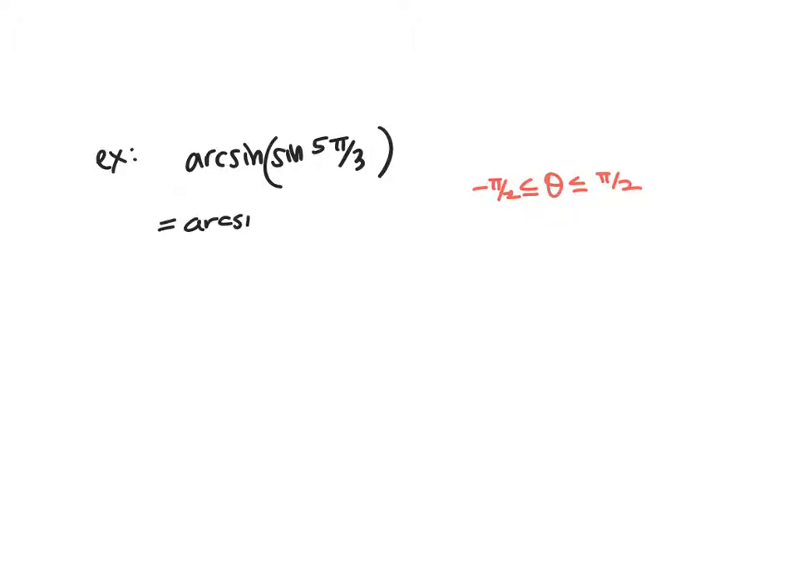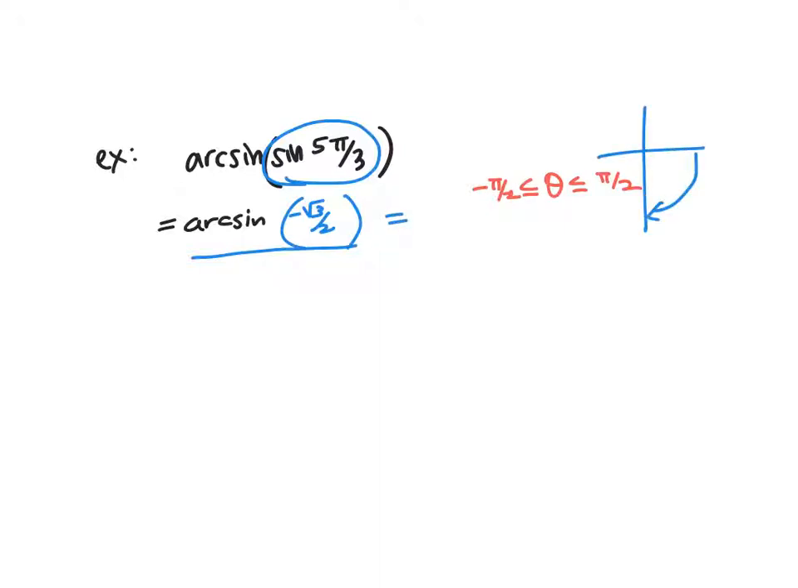Let's do the inside first. So we are going to find the sine of 5 pi over 3. Well, what is sine of 5 pi over 3? It is negative root 3 over 2. So then you do arcsine of negative root 3 over 2. What is arcsine of negative root 3 over 2? That's going to be here at negative pi over 3. It's really just 5 pi over 3, but you're rewriting in terms of the coterminal angle in the negative direction so that your angle is between the restriction of negative pi over 2 and pi over 2. So final answer is negative pi over 3.